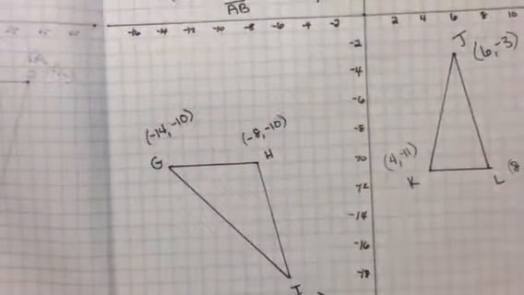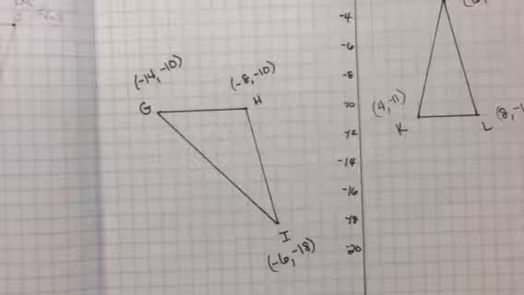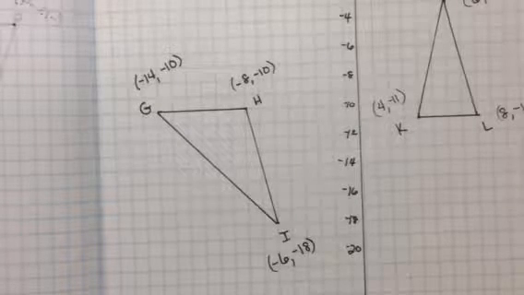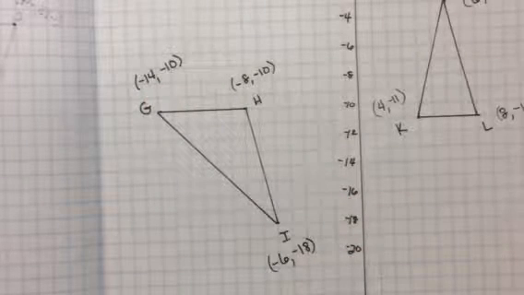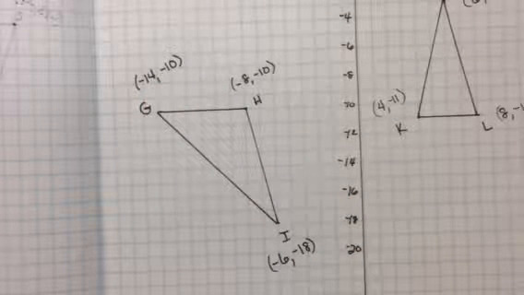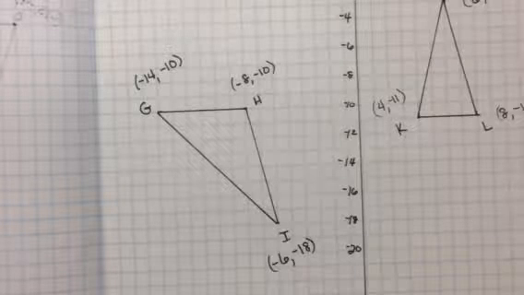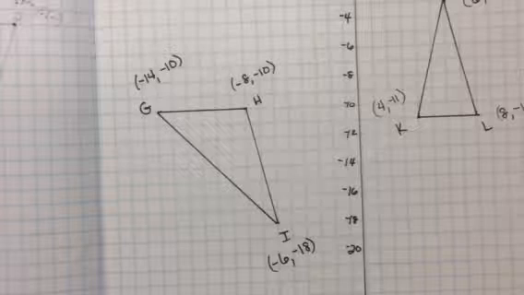And the last triangle, let me scooch this a little bit more. It is in the third quadrant, GHI. G is at -14, -10. H is at -8, -10. And I is at -6, -18. And again, hit pause so you can copy all of this down and draw it.